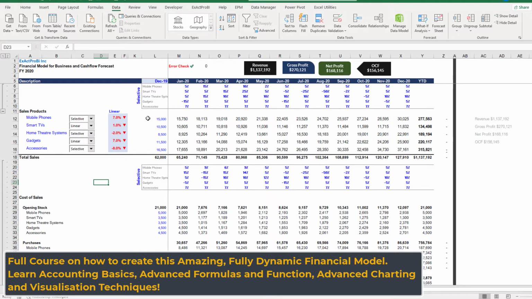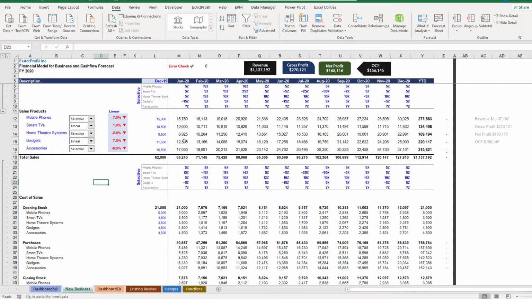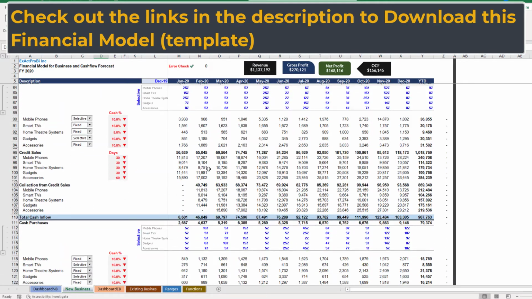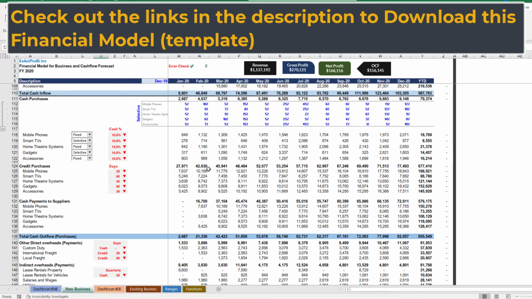But in this video, I'll be explaining the completed version of the financial model. So if you want to buy this financial model, you don't want to go through a building process, or you don't want to enroll into my course, you can always download this particular financial model for your ready use and apply the same to your kind of business or your nature of business.